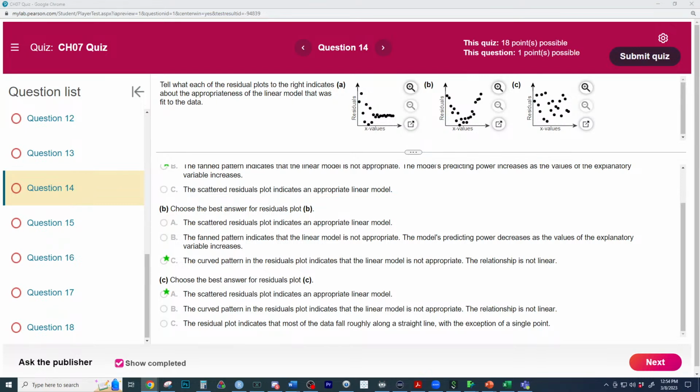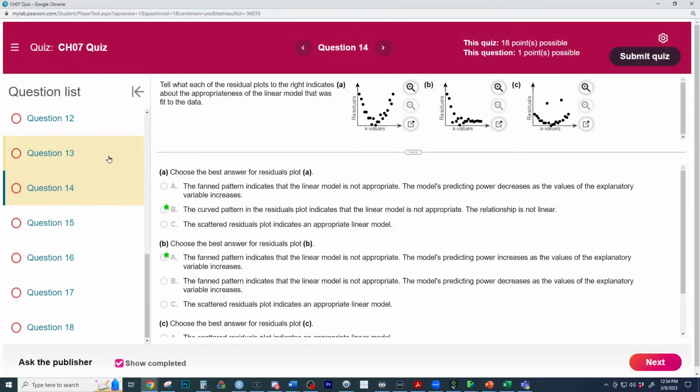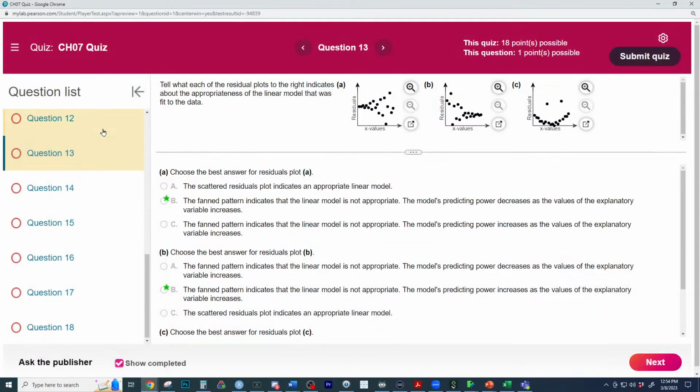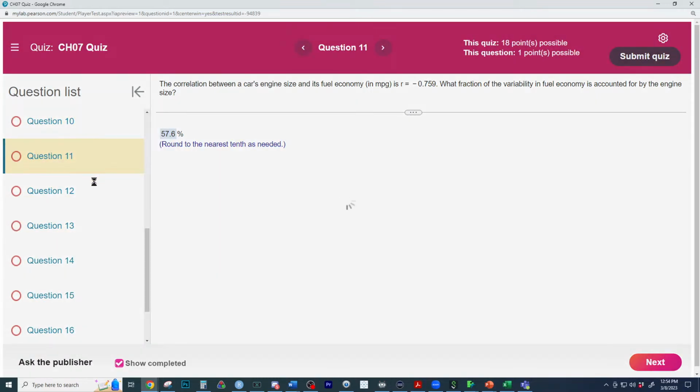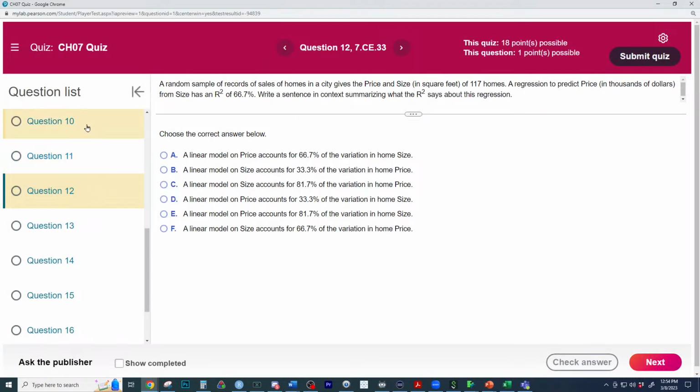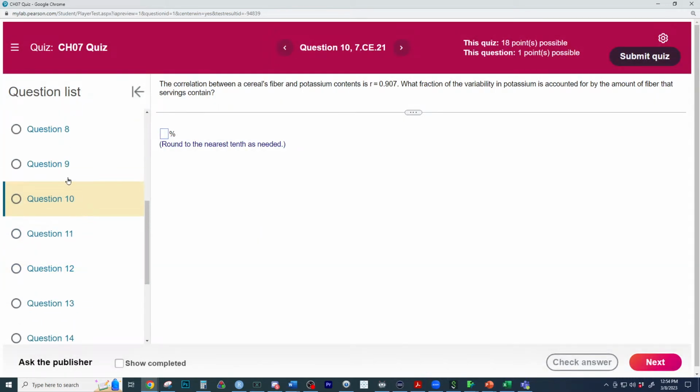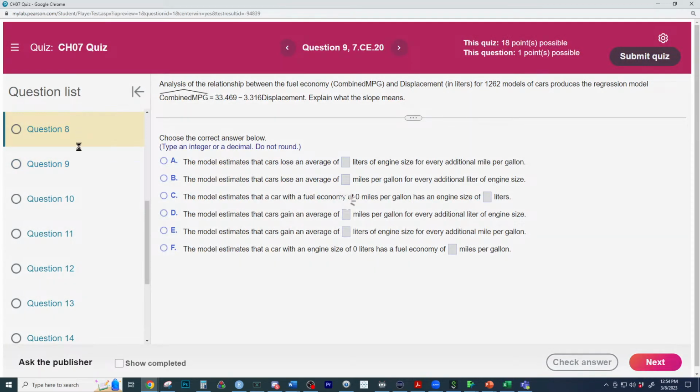You said, analysis of the relationship between. I like the residual plot ones a lot. Oh, no, I'm showing all the answers. Oops. Someone saw that and they're like, yes. Oh, there it is.